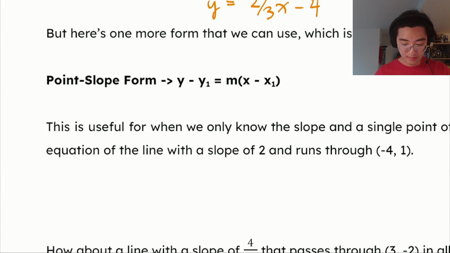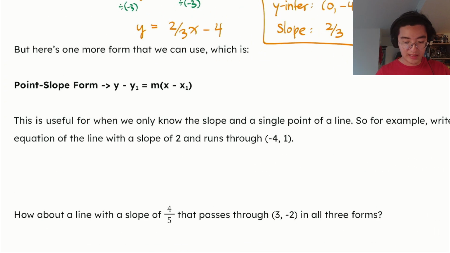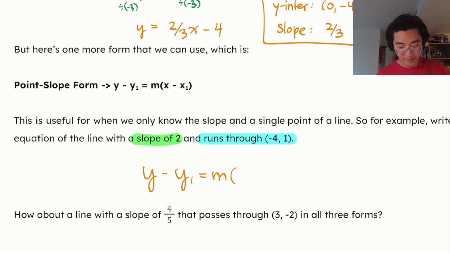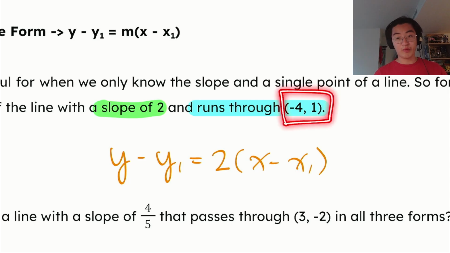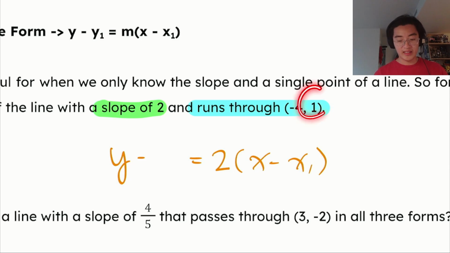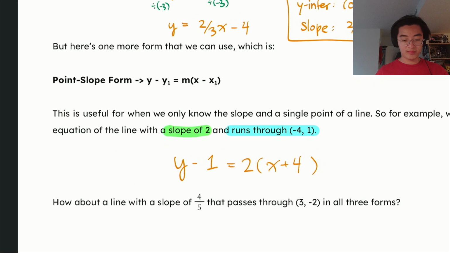Okay, so for example, let's say we got an equation here with the slope of 2 and it runs through this specific point. Let's set up our equation here. It's going to be y minus y1 equals dot, dot, dot. We know what the slope is, which is 2. We can replace the m with 2. That's the slope. Next, we have a point that it runs through, (-4, 1). So we can now replace our y and x. The y of the point is 1, and the x of the point is -4. So this becomes +4. And that's it.